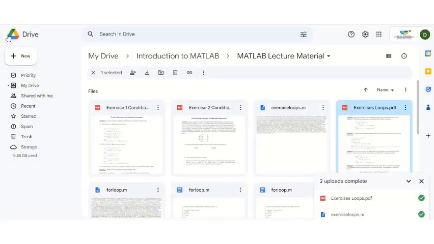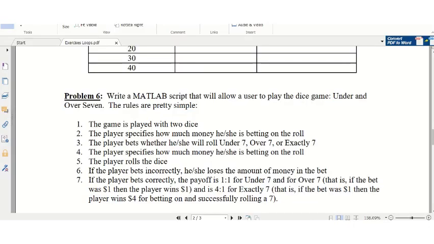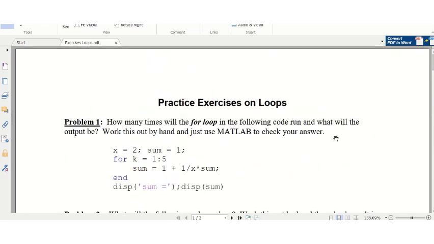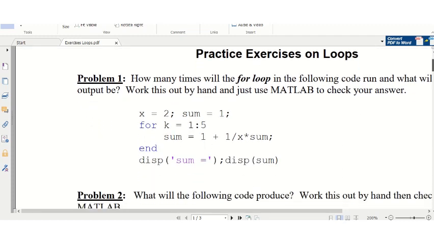This we are going to execute now. One is the PDF, another one is the .m file. So I will start with the first problem. This is problem number 1.